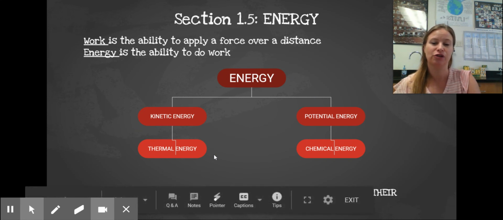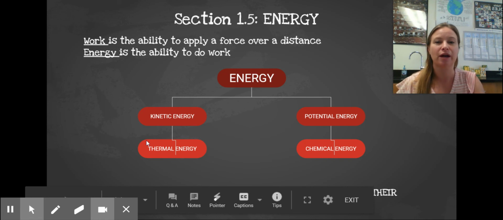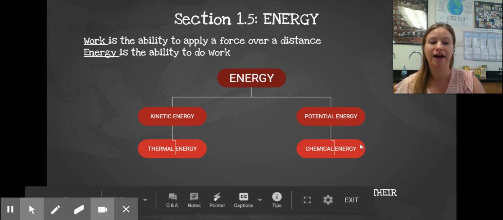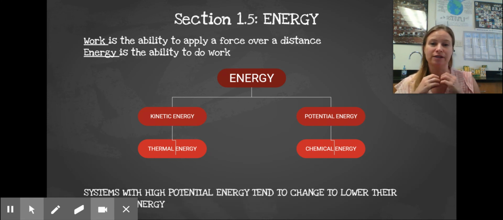Underneath kinetic energy is thermal energy. When we take the temperature of things, we have a reaction and we feel the flask heating up. That's thermal energy being released into the surroundings of that flask, and it's causing the molecules to move faster, which is kinetic energy. Over here, chemical energy is the bonds. We're talking about protons and neutrons and electrons and the atoms interacting with each other. That's what potential energy has to do with chemistry.